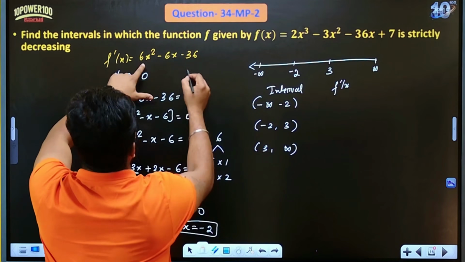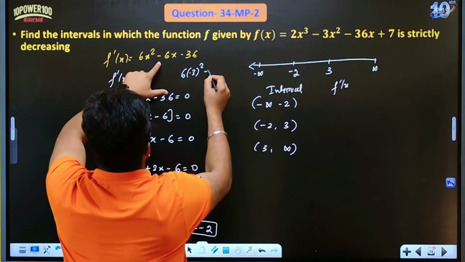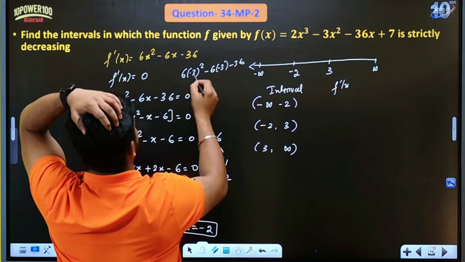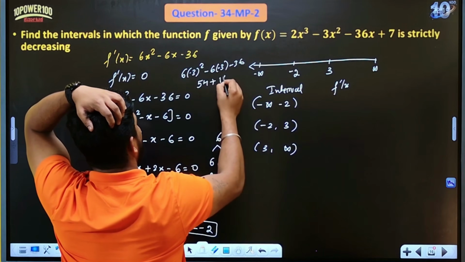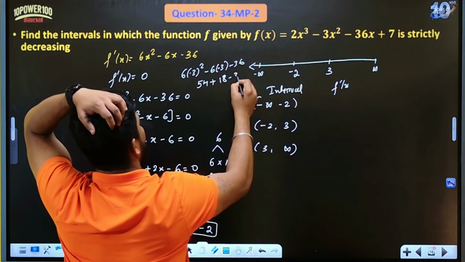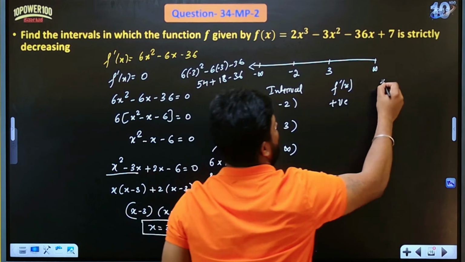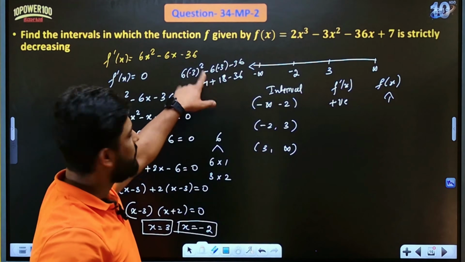So we'll substitute: 6 of minus 3 square minus 6 of minus 3 minus 36. 9 into 6 is 54, 6 into 3 is 18, plus 18, minus 36. It's positive, right? So this is positive, so f of x is increasing. You just have to see whether it is positive or negative.